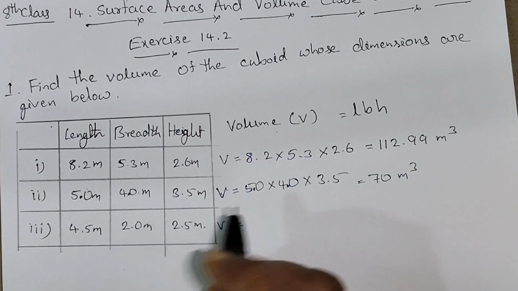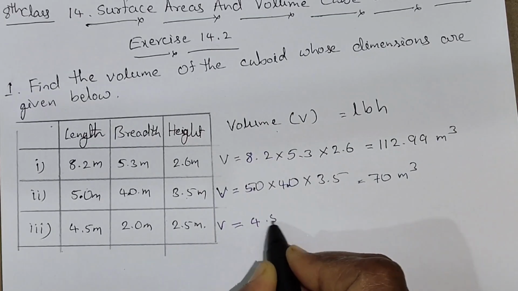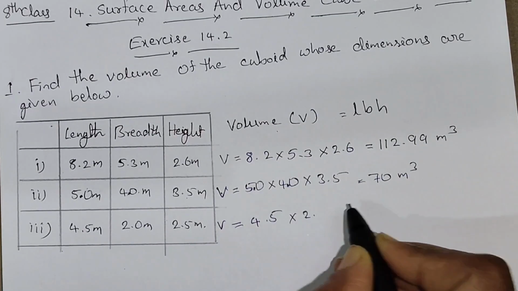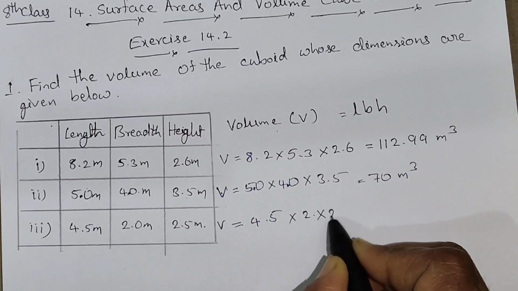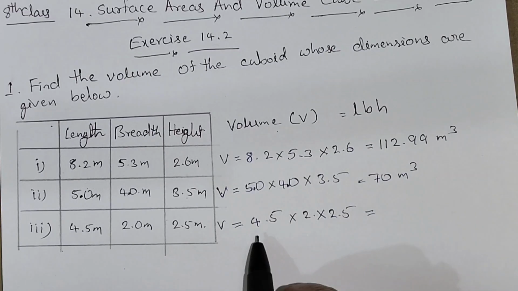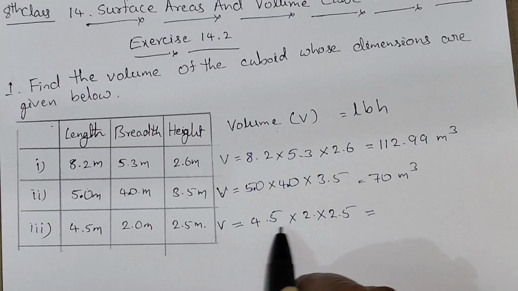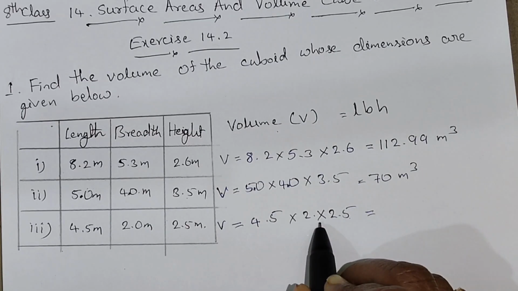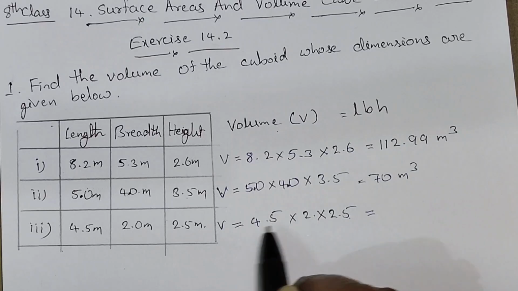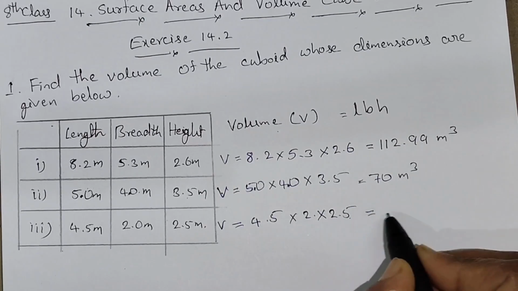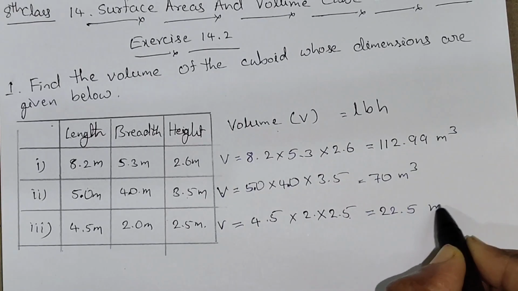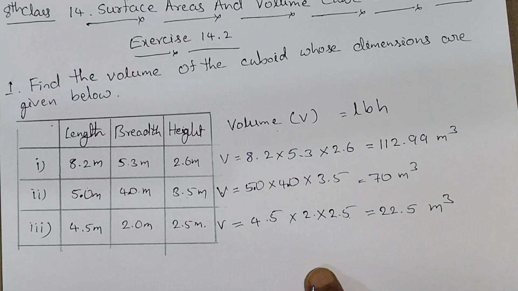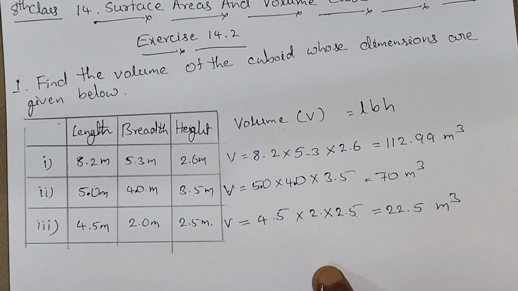Next, third one, V equal to 4.5 into 2.0, we write 2, both are same, into 2.5. So here multiply these three numbers, 4.5 into 2 into 2.5. 2 into 2.5, 5.0. So 5 into 4.5. 5 into 4.5 is 22.5 meter cube. So this is the third answer.